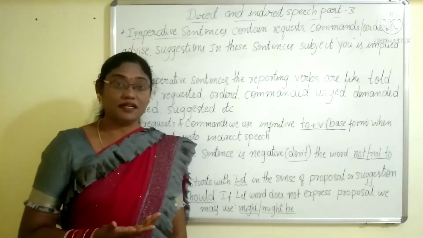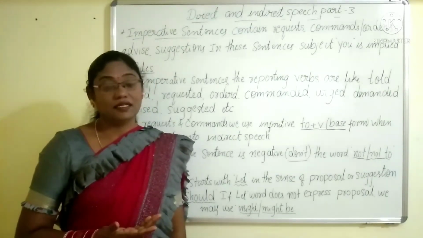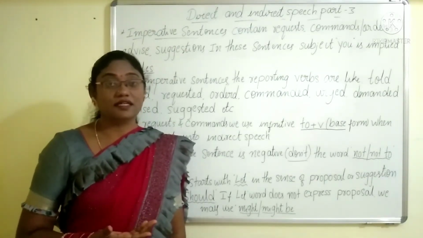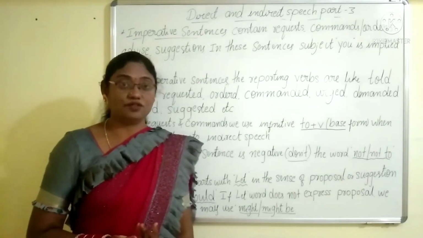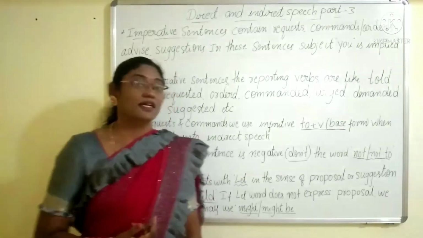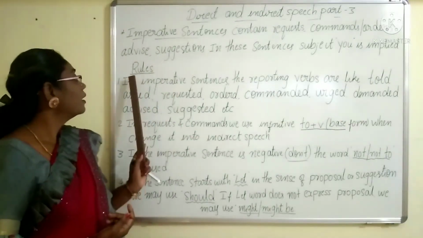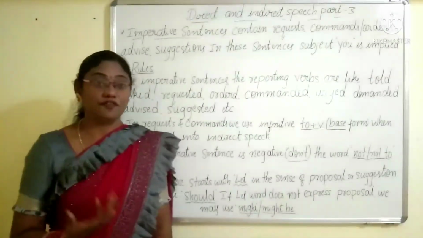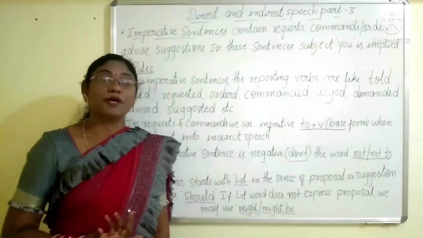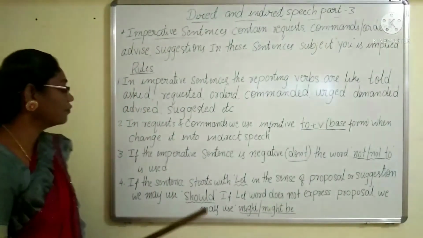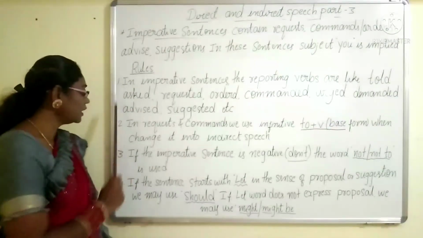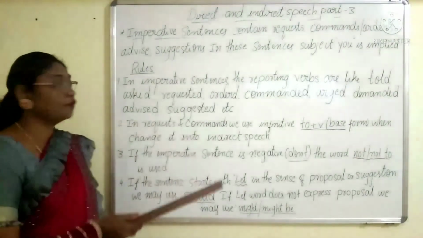It is suggested, it is not written in the sentence. So you is understood. It will be there. Next, what are the rules to be followed when we change imperative sentences into indirect speech? And here we have 4 rules. 1, 2, 3, 4 rules. What are those 4 rules?